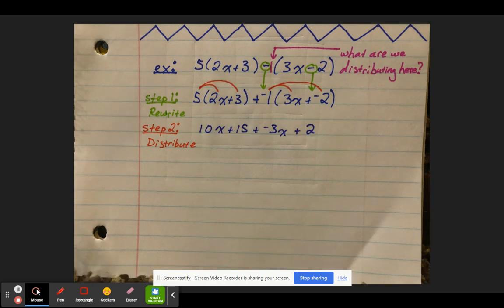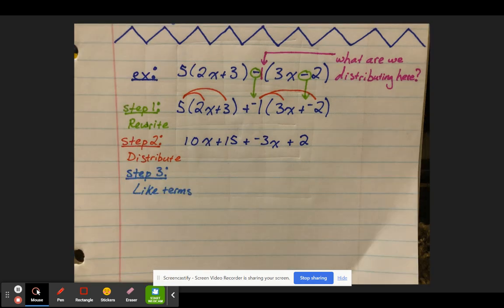5 times 2x is 10x. 5 times 3 is 15. So that first distribution becomes 10x plus 15. Negative 1 times 3x is negative 3x. And negative 1 times negative 2 is positive 2. So the problem is now 10x plus 15 plus negative 3x plus positive 2. So what had been a minus 2 in the parentheses is a plus 2 now.